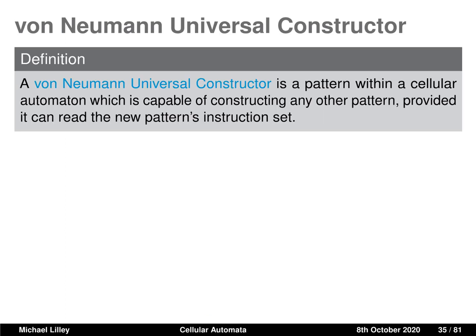So, let's backtrack for a moment and begin looking in detail at some of the things we mentioned in previous slides. When introducing the game of life, we noted that the third principle Conway followed when deciding on his rules was the possibility of von Neumann universal constructors. We can define a universal constructor as a pattern within a cellular automaton which has the capability of constructing any other type of configuration, provided it can read a description of the pattern encoded in an instruction set.